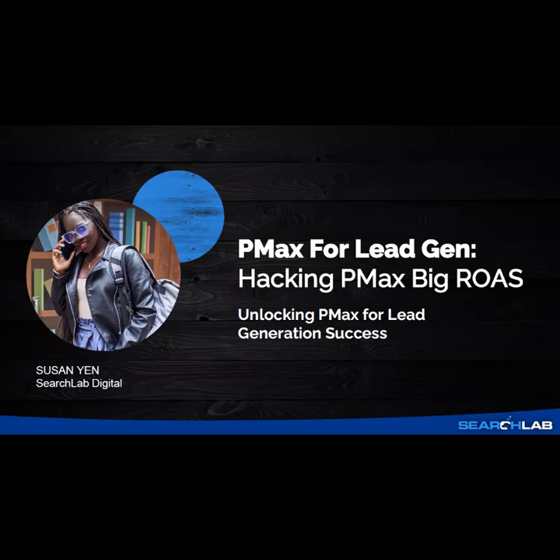Exactly. Those signals are like a roadmap for PMax. They tell it who your ideal customer is. The more details you can provide, the better. So demographics, interests, behaviors, all that stuff. Yeah, all of it. And don't forget about past interactions with your brand. That can be super valuable too. It's like giving PMax a VIP pass to your target audience.